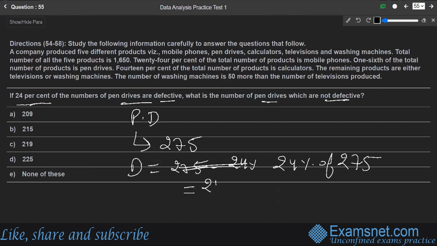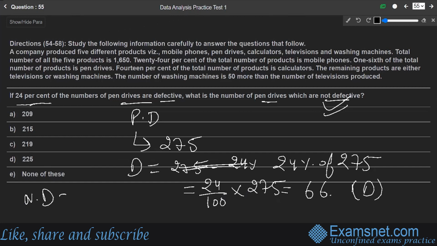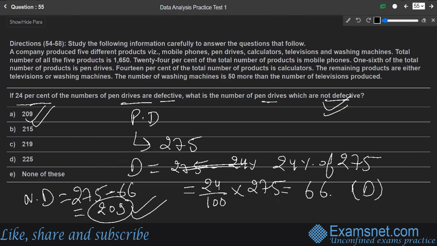If we solve this further, what is 24% of 275? 24 by 100 into 275. This comes out to be exactly 66 pen drives. So 66 pen drives are the defective ones. He's asking for the not defective ones. So obviously not defective ones will be the total number of pen drives, that is 275, minus the defective number of pen drives. 275 minus 66 is simply going to be 209 pen drives. So the total number of non-defective pen drives is 209, which is available in option number A.